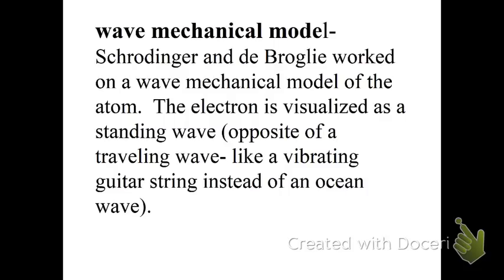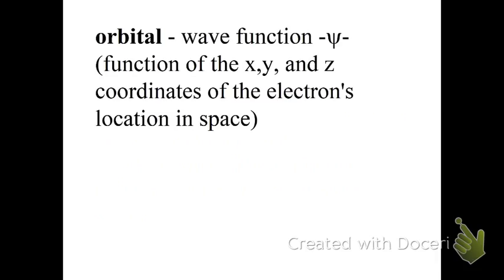The wave mechanical model was Schrodinger, and he's famous for his famous cat. If you don't know what that is, I invite you to look it up. And de Broglie worked on a wave mechanical model. The electron is visualized kind of like a standing wave, or the opposite of a traveling wave, and this is our modern view of the atom. So we said that there's an orbital, which is the wave function. There's a fancy equation called the Schrodinger equation that you can actually calculate to figure out the location of the electron, but luckily we don't have to do that.